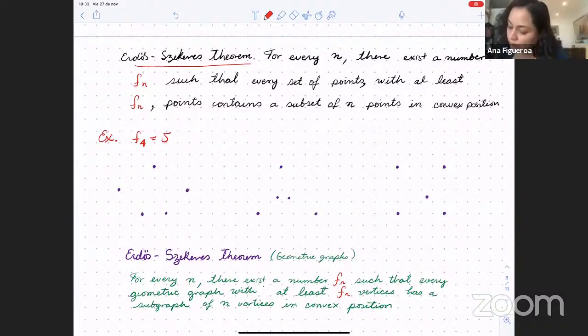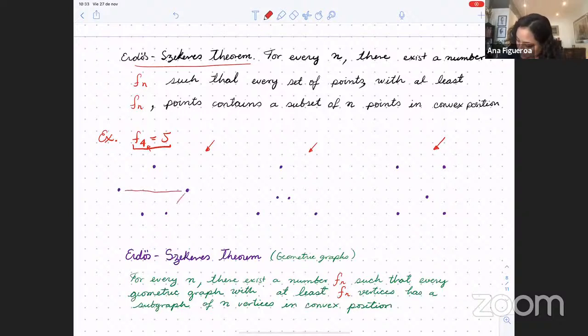For example, we know that f(4) is 5, because if you have 5 points in the plane in general position, like, well, this is mainly how these 5 points will behave, then in every 5 points in general position, you will have 4 points in convex position. In the first example, we will have these 4 points in convex position. The second example, these 4 points in convex position. In the third example, we have these 4 points in convex position, right?